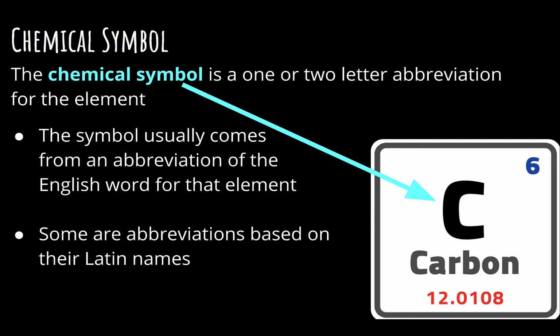Those symbols come from abbreviations of the English word for an element. Some of them come from Latin names, and as we get into the periodic table, we'll talk a little more about where the names of some of those elements come from.